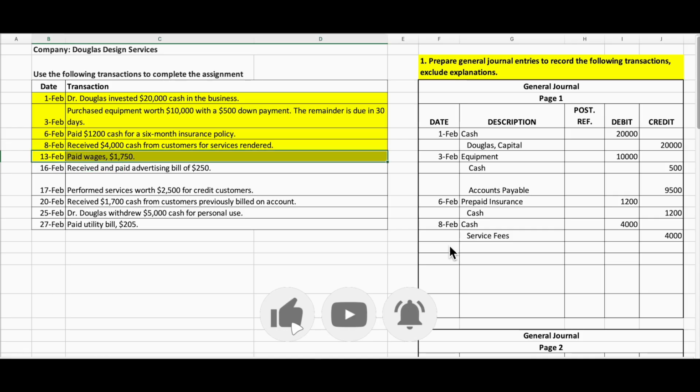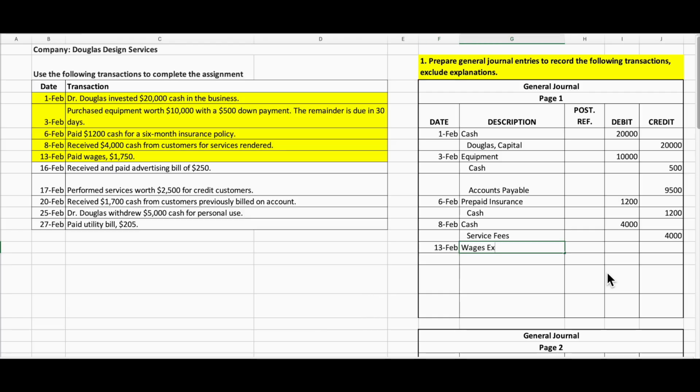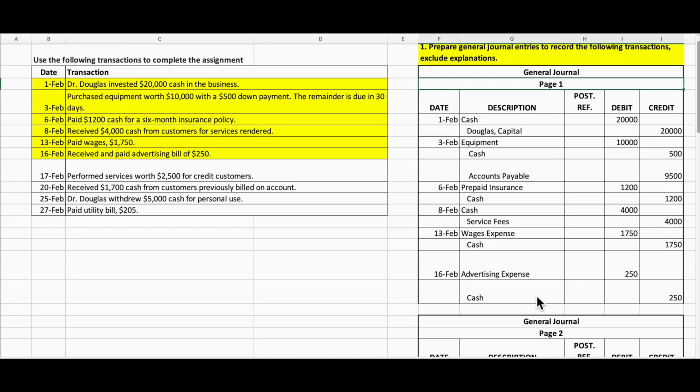On February 13th, we paid wages in the amount of $1,750. That's a wages expense, and how we paid for it was with cash. February 16th, we received and paid an advertising bill. So we received and paid it at the same time. So on the 16th, we had an advertising expense in the amount of $250, and we used cash to pay that.